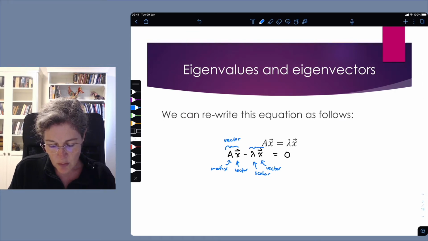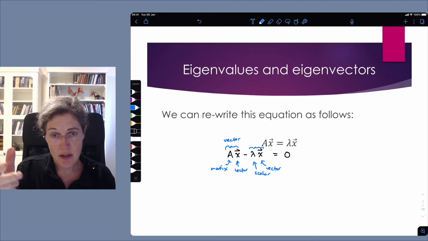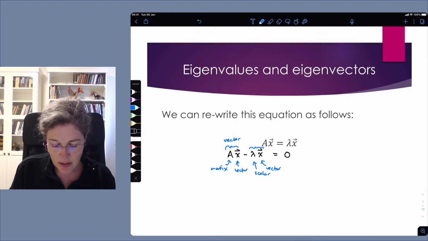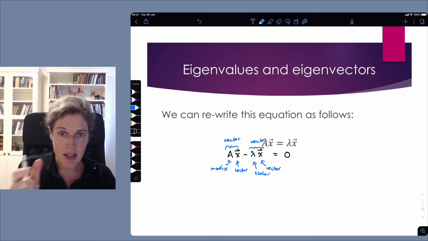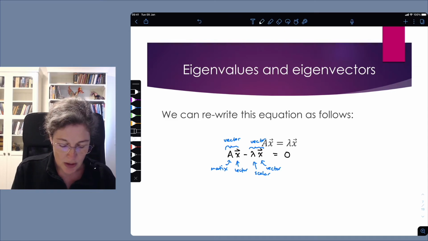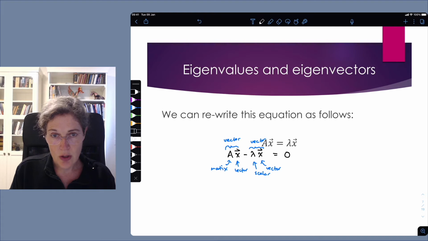And over here, we've got some scalar multiplying our vector, so we've just got a scaled version of the vector. So again, we've got a vector. So on the left-hand side, we've got a vector times a vector, so we need to just be aware that this naught on the right-hand side is actually a 0 vector.